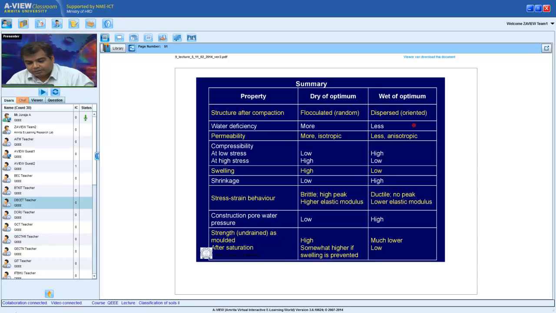I would like you to look at this first, second and third column very carefully. Can you just guess, is there something wrong in this table? I'm not sure if you've gone through, but if you look at this carefully, let's look at the first property, the structure.